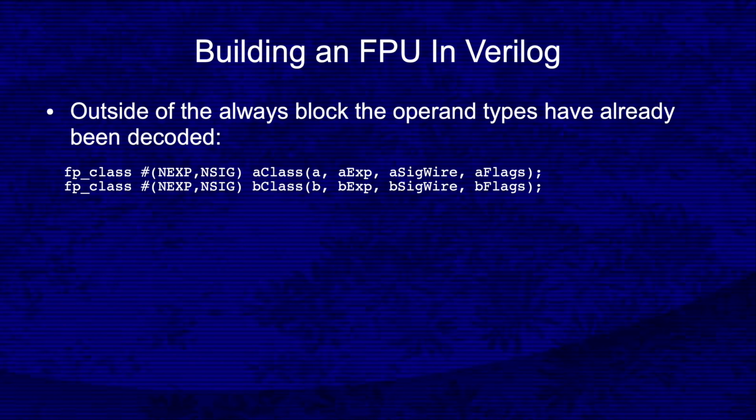Outside of the always block are two instantiations of the FP class module to decode the dividend and divisor. This isn't new except for this subtle point. Because the dividend and divisor are presented to the divide circuit before the start signal is asserted, the FP class modules will already have had time to have decoded the data types of the dividend and the divisor. This means that when the start signal is asserted, the output of the FP class instantiations will already be available, so the circuit won't have any additional delay waiting for the output of the FP class modules.